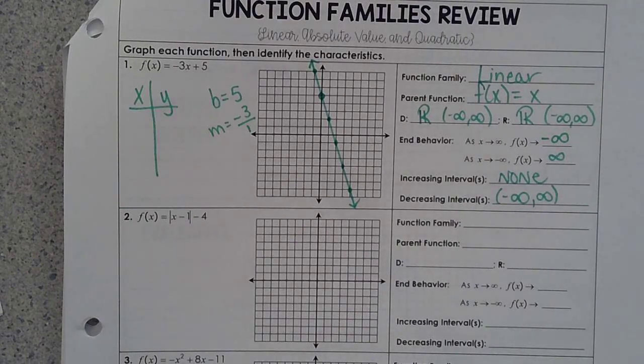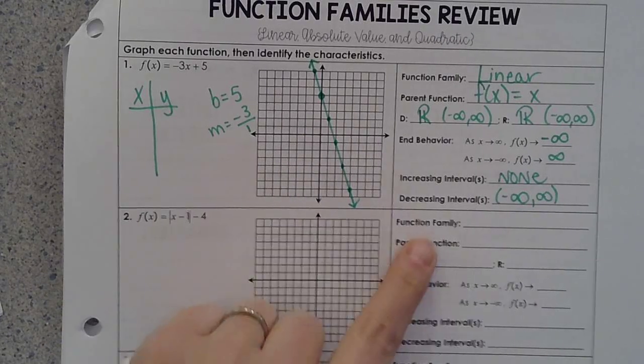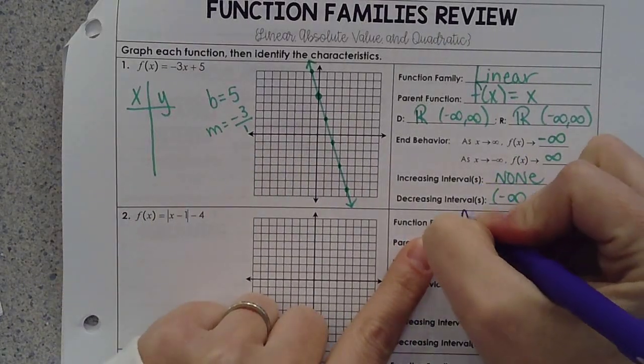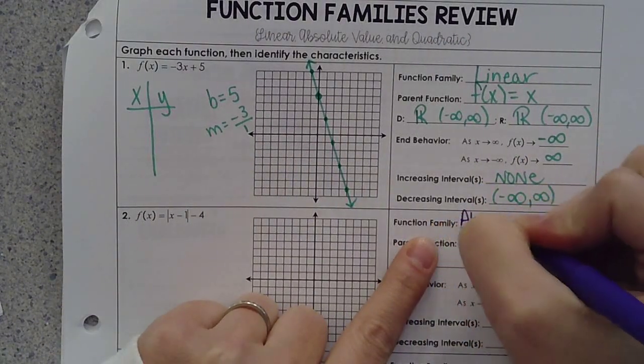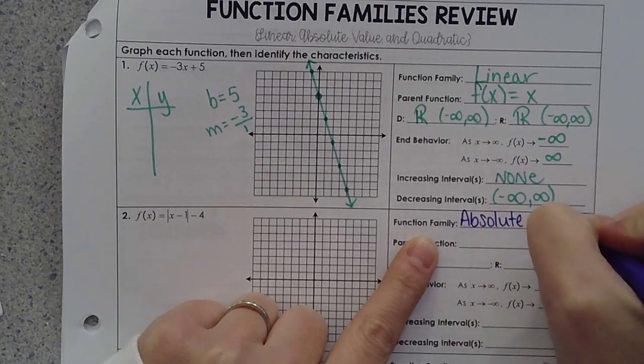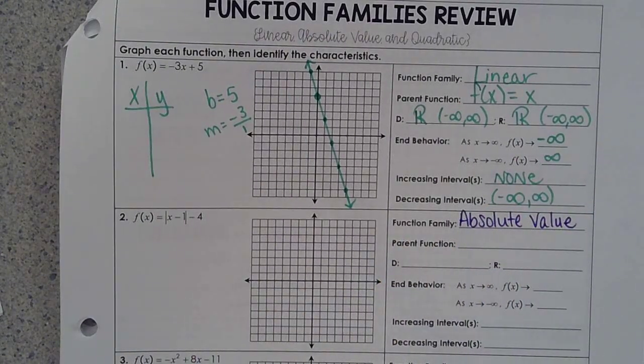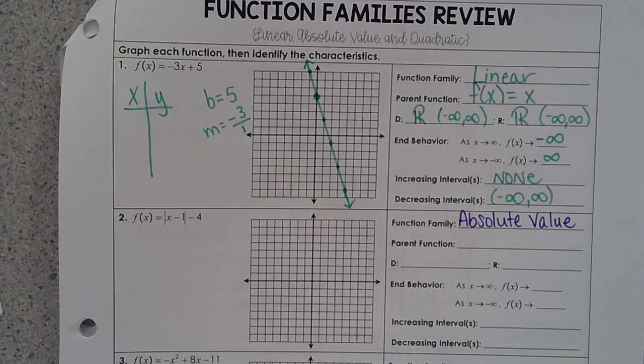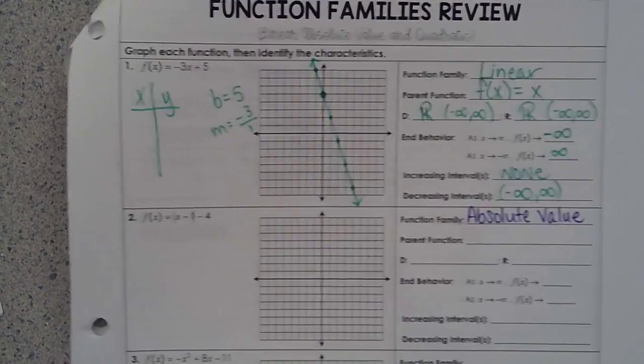Looking at function number 2, I notice that my equation has x inside absolute value bars. Okay, that absolute value bar, that's my action. So that tells me this function family is the absolute value function family, which means this is going to make a V-shaped graph. Okay, so let's graph it and then we'll analyze it.